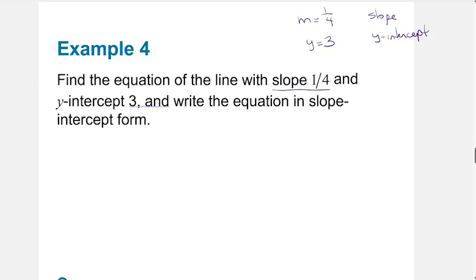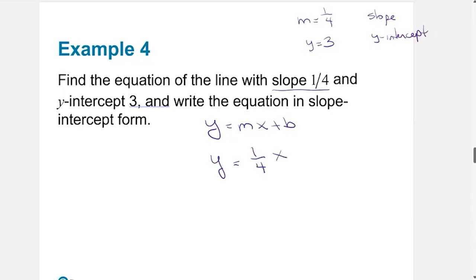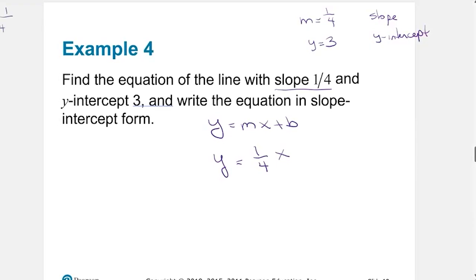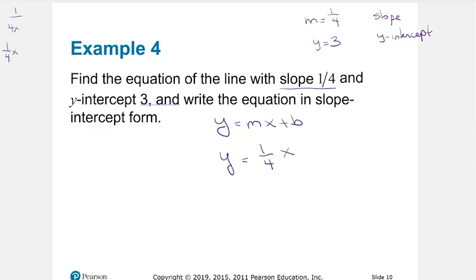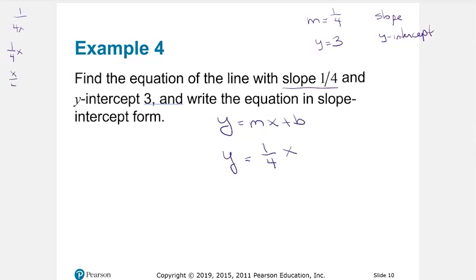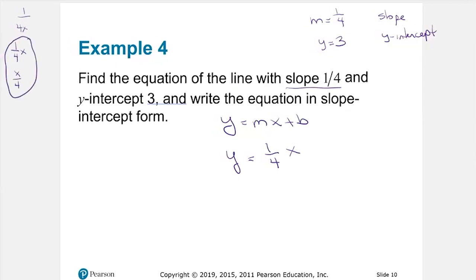Well, slope-intercept form is y equals mx plus b. So I get y equals, I know the slope is 1/4. I multiply by x. That x is not in the denominator. Do not write it as 1/4x. It's either 1/4 times x or x/4. Either one of these is correct. This is incorrect. Okay. Plus b.